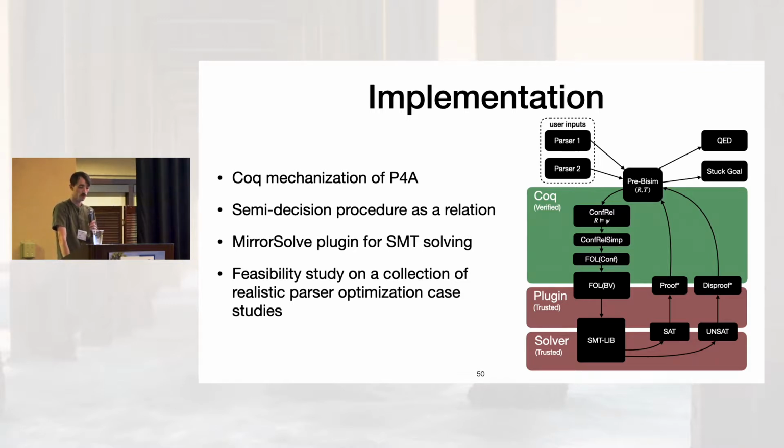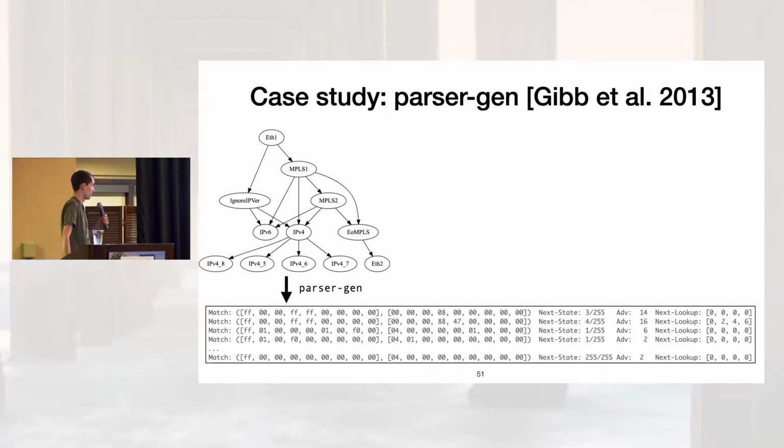OK, I won't tell you about all the examples, but one I'm particularly proud of was ParserGen. So this is actually an early paper. It predates P4, in which Glenn Gibb and others described how to optimize programmable parsers. So they had a format for describing a collection of parser headers, and they would compile it down to these kind of low-level match action tables, which are sort of what the hardware offers to implement these things.